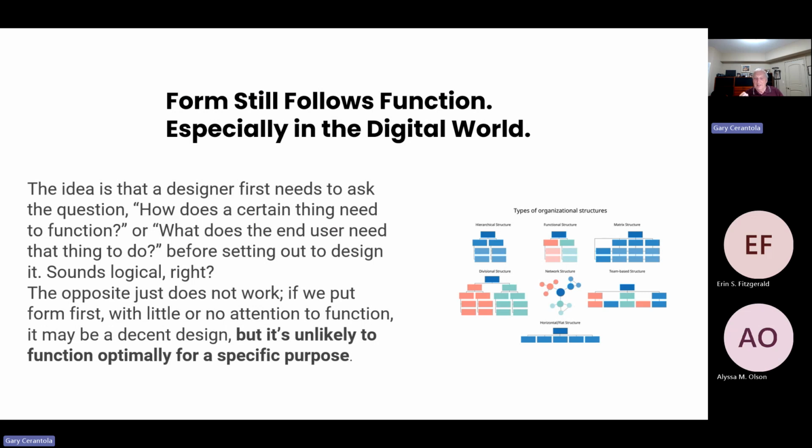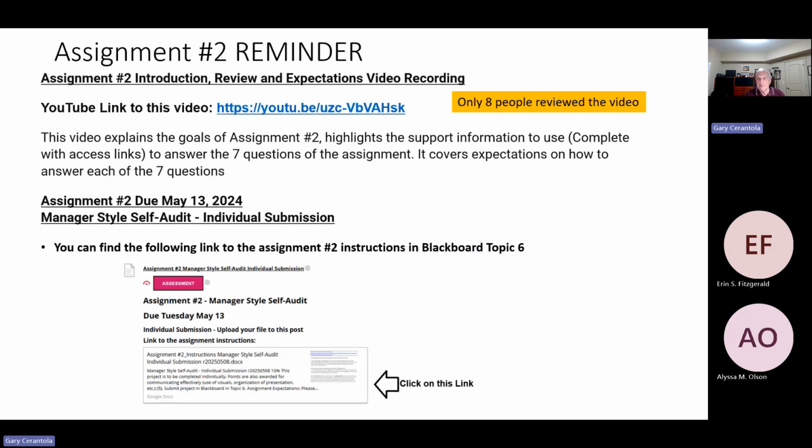And the opposite just doesn't work. If we put form first with little or no attention to function, it's not going to work. All right. It won't function optimally for that specific purpose of your function. All right. So that's what you've got to keep in mind. Okay.